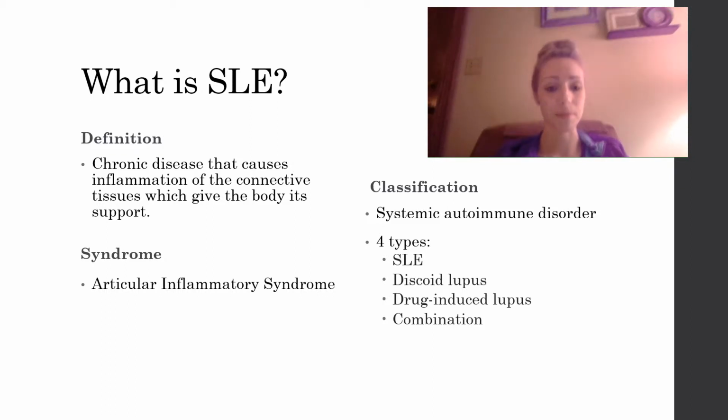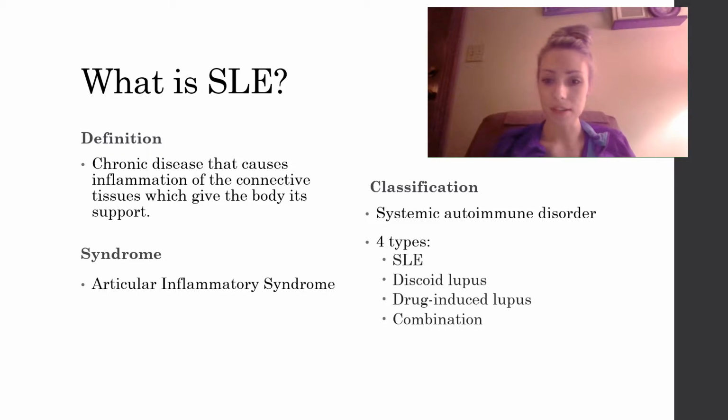There are 4 different subtypes of lupus, including SLE, which is the most common; discoid lupus, which affects primarily the skin. It doesn't have many more effects other than that; drug-induced lupus, which is caused by certain drugs and usually subsides once those drugs have been discontinued; or a combination form of lupus, which is lupus in combination with some other rheumatic disorders, making the diagnosis of lupus even more difficult.